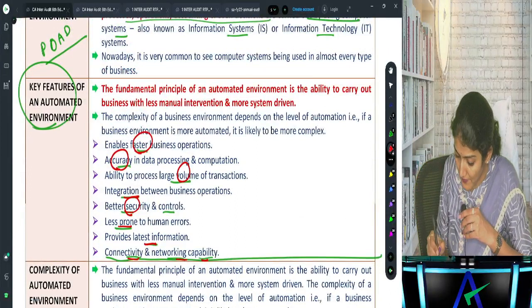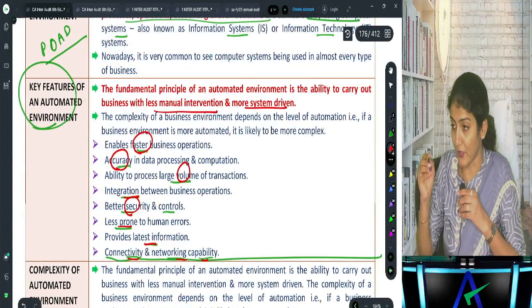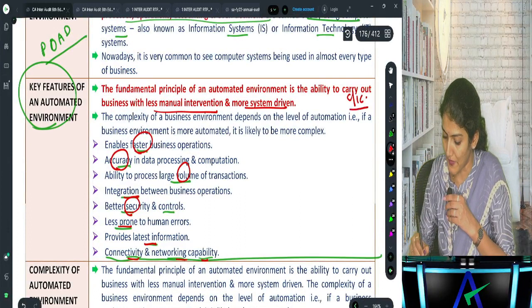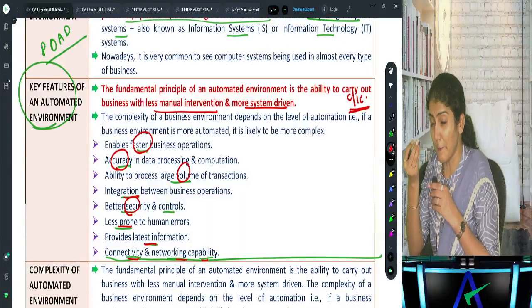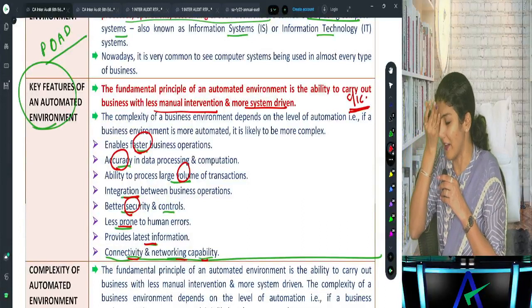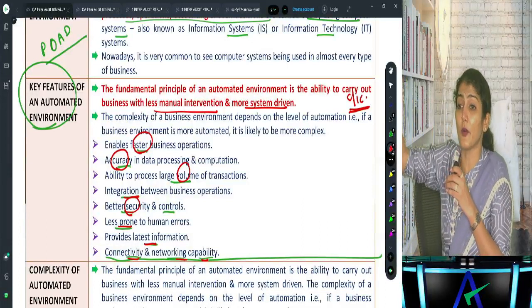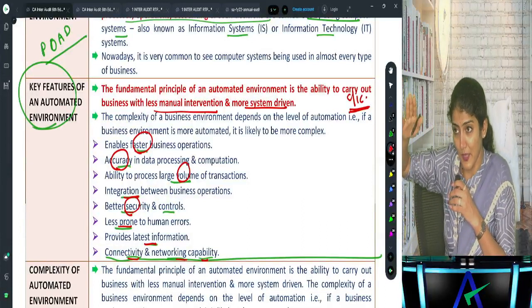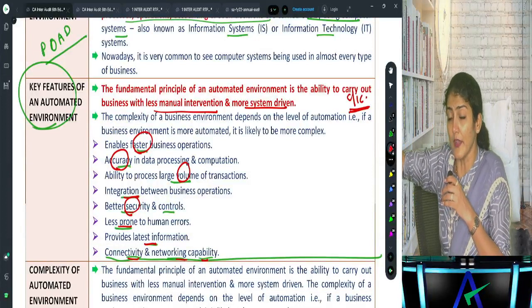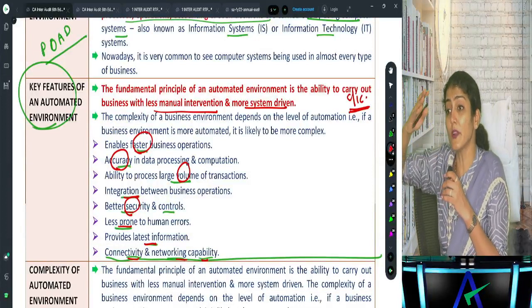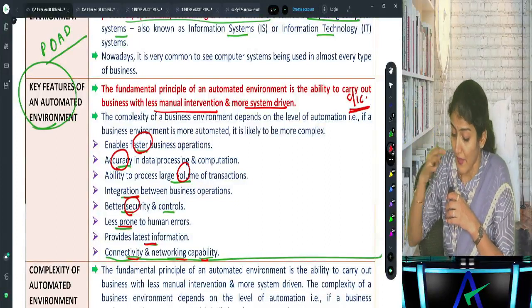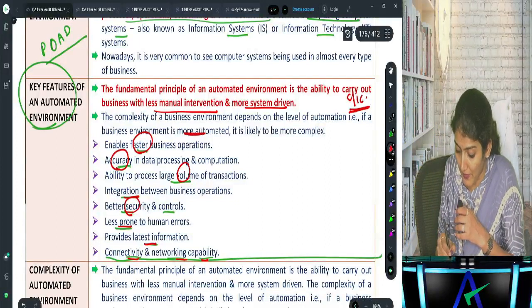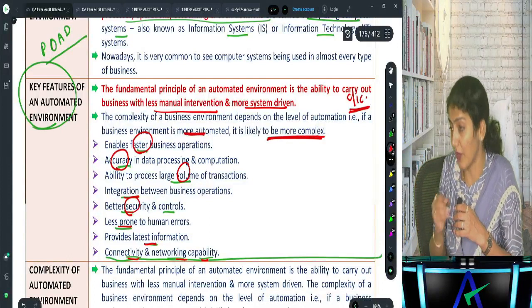It is more system driven and less manual intervention. This is the fundamental principle. Correct, incorrect? What is your focus or desire behind using an automated environment? Less manual intervention and more system driven. Now, the more the system driven, the more the automated environment is complex. What does it say? The more it is automated, it is likely to be more complex.